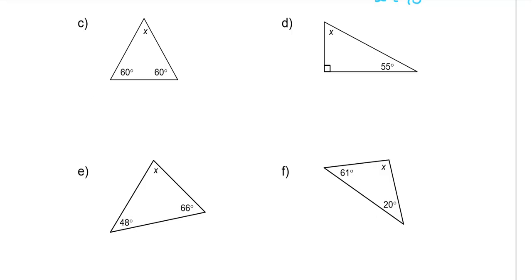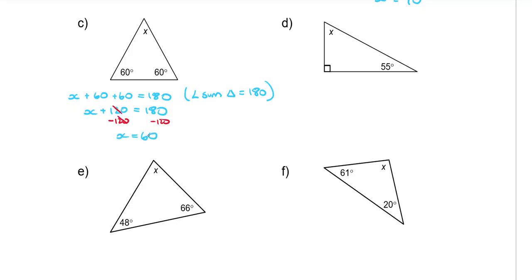So question C, starting with the x, you add on the 60 and add on the other 60, and altogether that will equal 180, because angle sum of a triangle equals 180. Adding together the two 60s, we get x plus 120 equals 180. Subtracting the 120 away, we get x equals 60 degrees. So it turns out all of those angles are 60, which means that's actually an equilateral triangle.